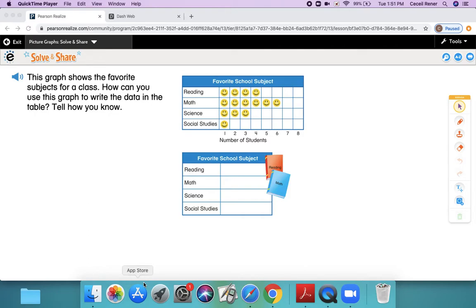Hi, boys and girls. We're on lesson 14.4, Picture Graphs. Lesson 14.4 starts on page 821. So you're going to need that page. So let's start with our solve and share.